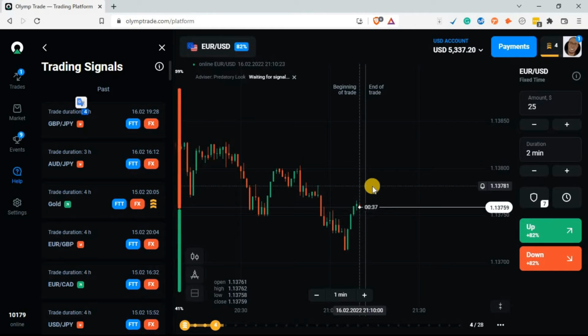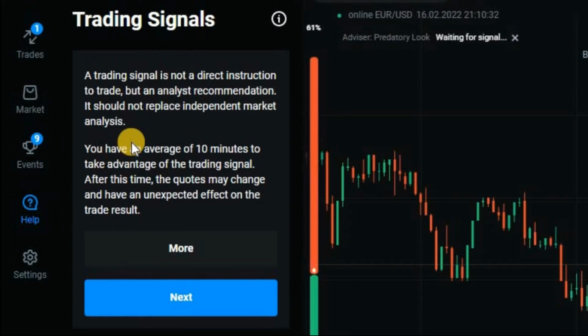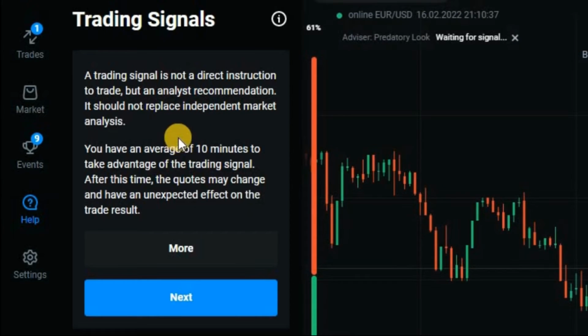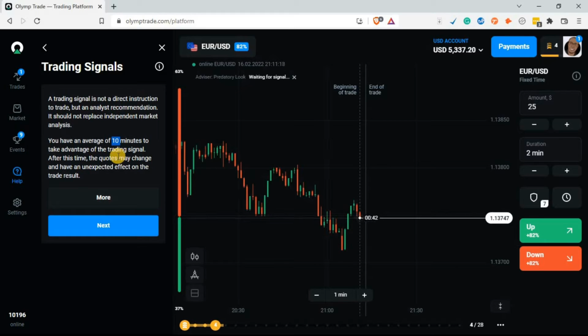Now here's what you need to know about trade signals that Olymp Trade sent you. The trade signal is not a direct instruction to trade, but an analyst's recommendation. It should not replace independent market analysis. When you receive such a signal, you have up to 10 minutes to take advantage of it. Immediately you receive that signal, go ahead and do your analysis. Make sure that the signal you receive coincides with your own analysis.